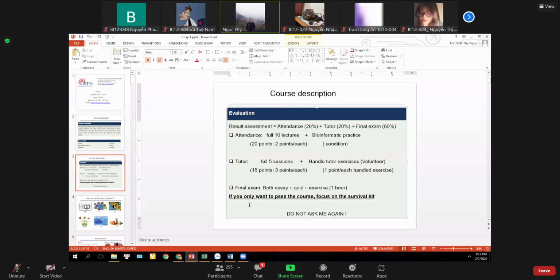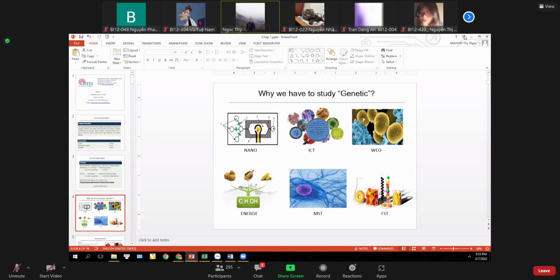Are you still wondering why you have to study this useless subject, genetics? I don't even need it. Okay, so maybe this slide can briefly explain why this course is put in the first year, which is the fundamental years. Science right now is different from science in the 17th or 18th century, right?